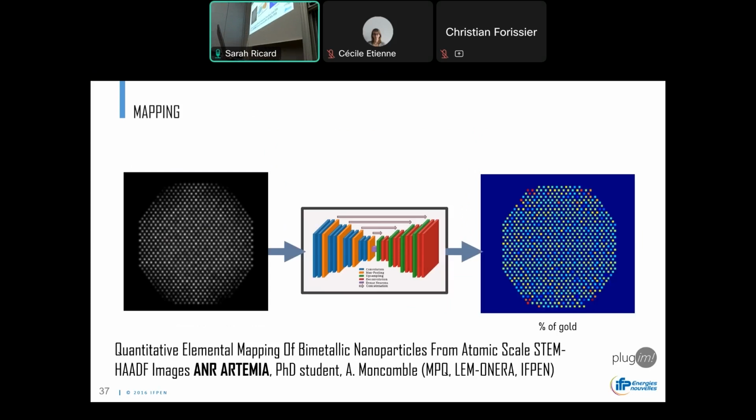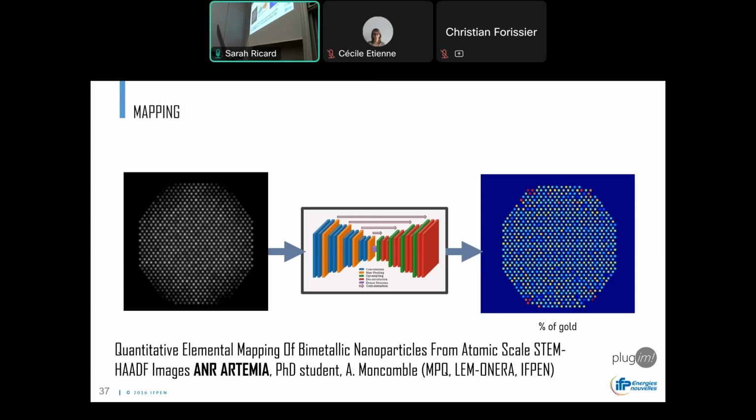Here you can see on the left some very high resolution image obtained from transmission electron microscopy. The white dots correspond to atomic columns. So you have a series of atoms that you observe, and what you want to estimate is the number of gold atoms in these columns. And you use a CNN to do it.